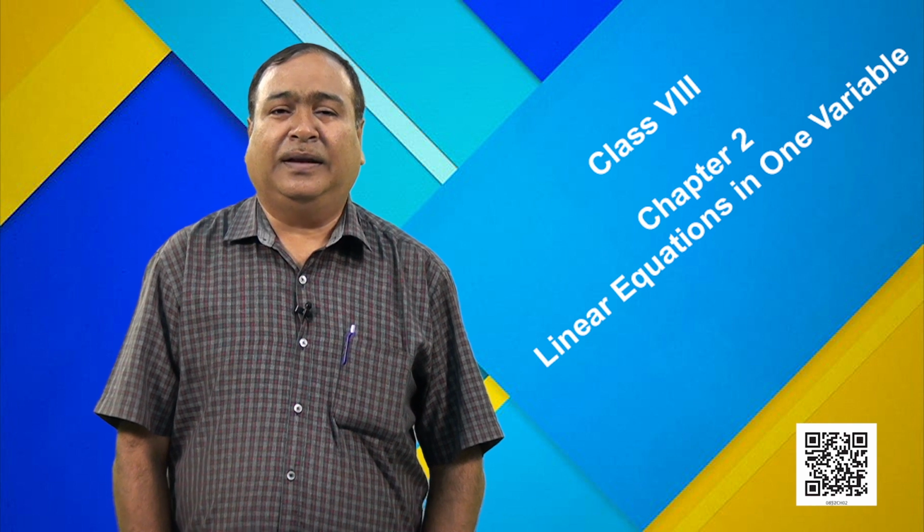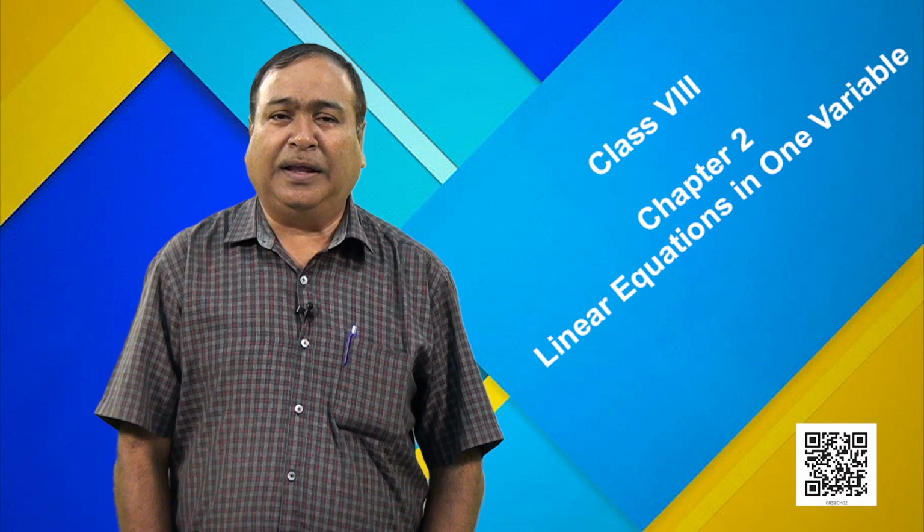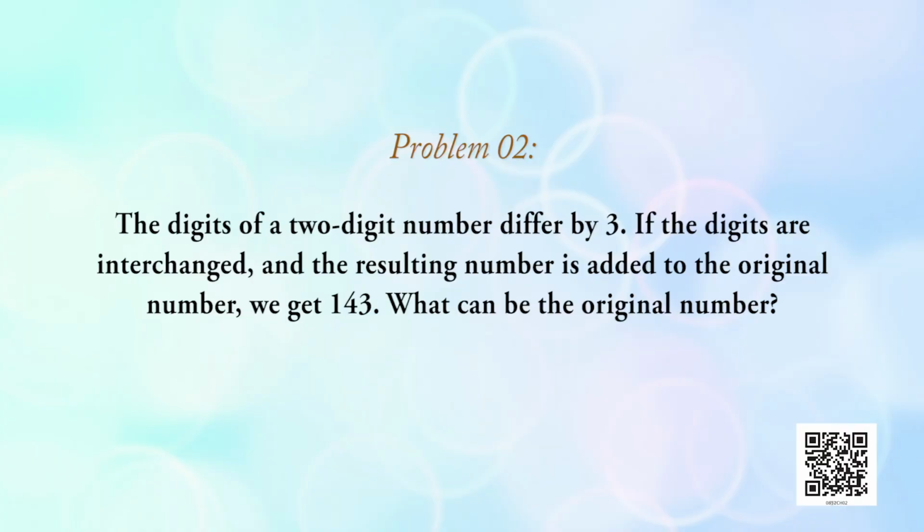Students, let us solve some word problems involving such type of situations. Consider the following problem. The digits of a two-digit number differ by 3. If the digits are interchanged and the resulting number is added to the original number, we get 143. Then what can be the original number?